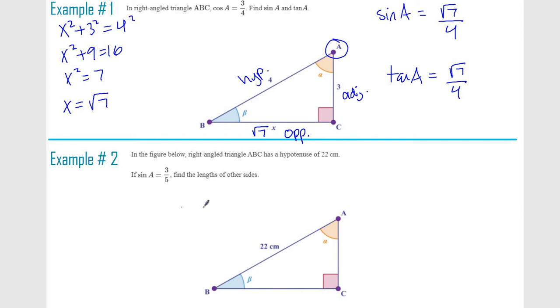All right, the next part. Here we have a hypotenuse of 22. Sine is opposite, which is over here, and this side is adjacent, hypotenuse. So sine of A, opposite over hypotenuse, is 3 over 5. That opposite, we'll just call x. So sine of A is also x over 22.